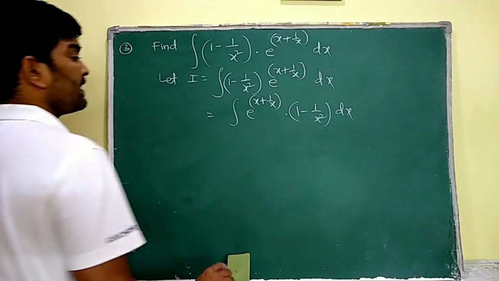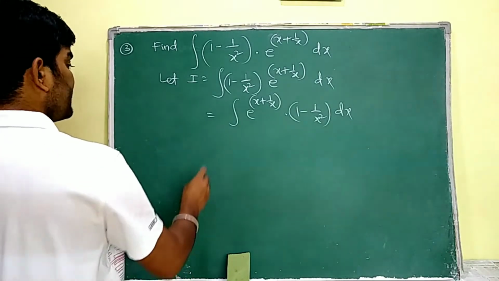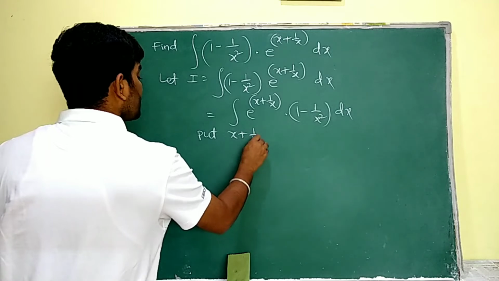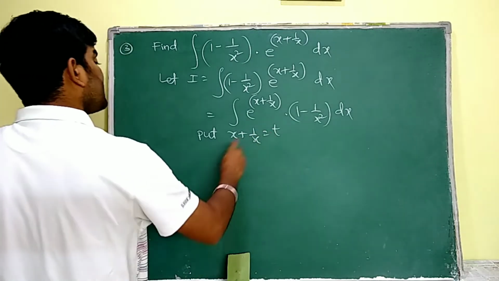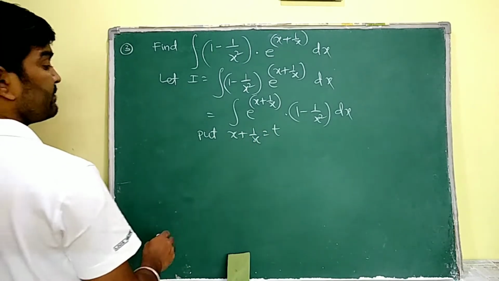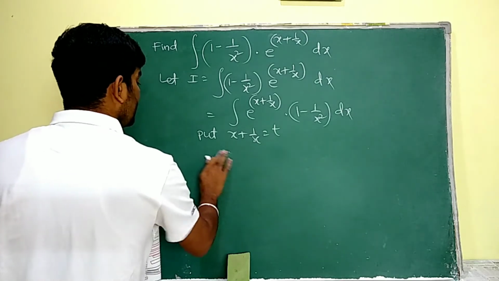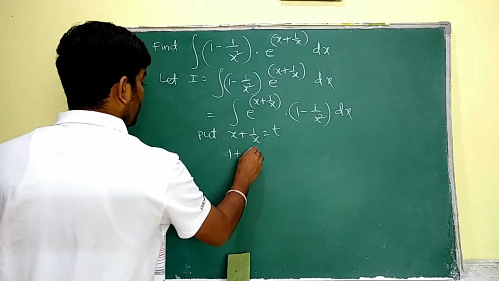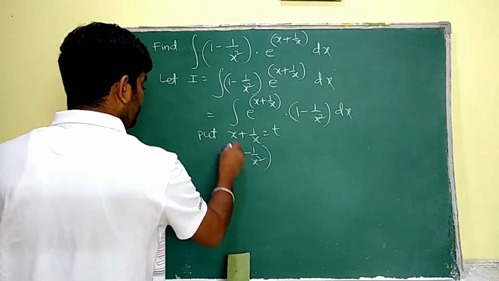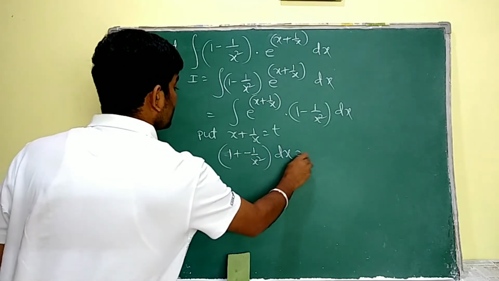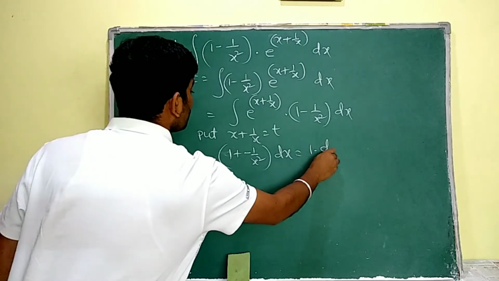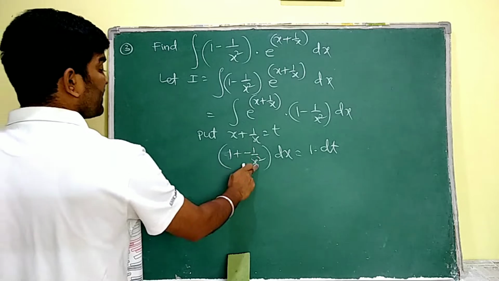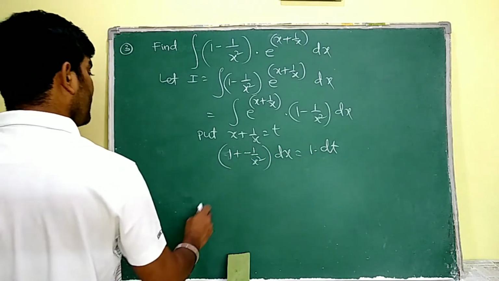Why I am arranging like this, you are going to know. See, we'll put x plus 1 by x is equal to some t. Differentiate with respect to the respective variables on both sides. That is, d by dx of x means 1. d by dx of 1 by x means minus 1 by x square. The whole dx you have to write is equal to 1 into dt. Okay? See, that means (1 minus 1 by x square) dx is equal to dt.